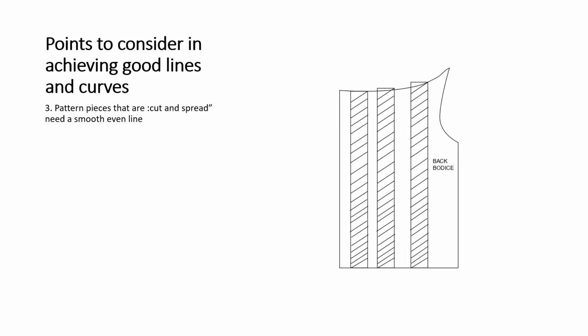Number 3, pattern pieces that are cut and spread need a smooth, even line. This is my back borders, and the shaded areas show the cutting and spreading of the pattern. At the upper part, you realize that the pieces are not even, and therefore there is need of smoothing this by drawing a nice smooth curve.